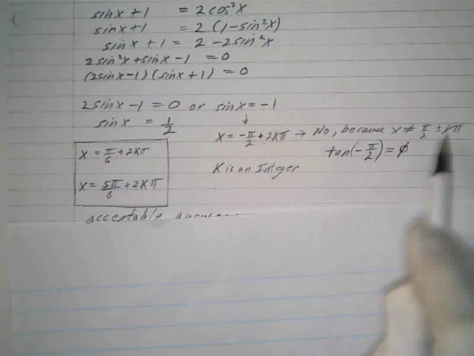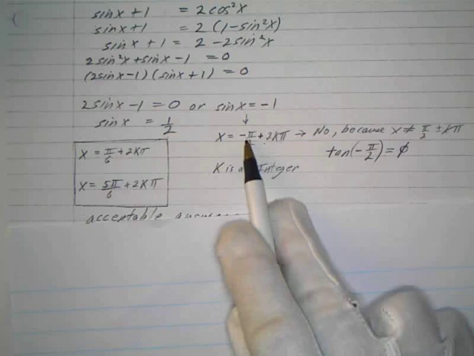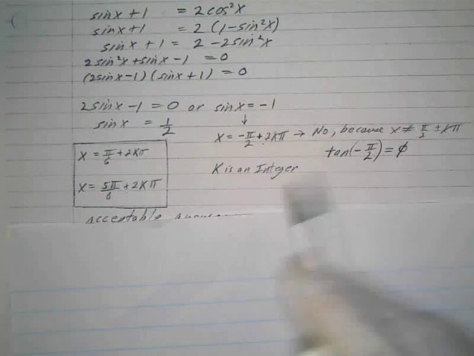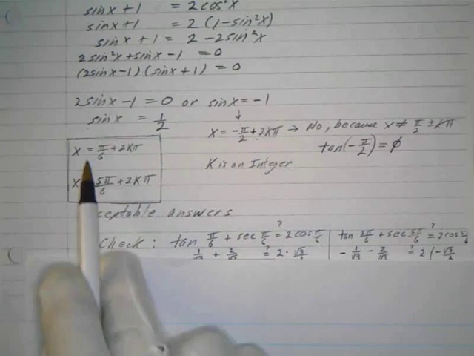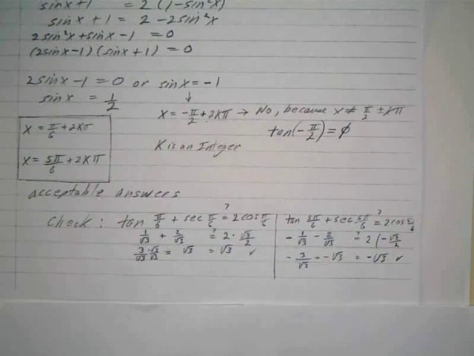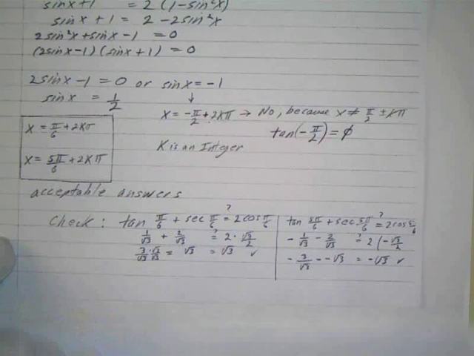Okay, so we can't have it. We don't have the solution here because the negative pi over 2 won't work, or the pi over 2 won't work because it's undefined for tangent, so we cross that out. So these are my only solutions right here. And I check these out over here. You can take a look at the check if you want when they check out. So that's number 11. A little more complicated.